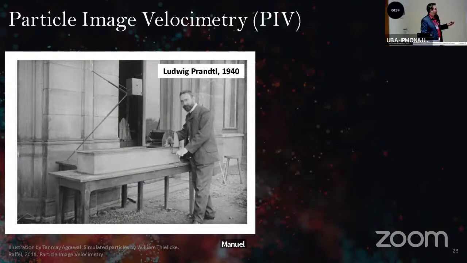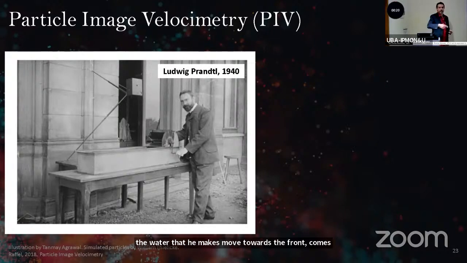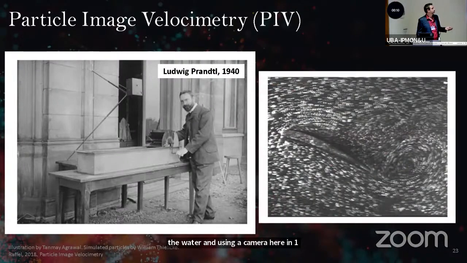So inside of this chamber, there's a horizontal wood piece that is not continuous. So all the water that he makes move towards the front comes down in the bottom and then recirculates on the top. And by doing that, he creates a continuous flow that he knows about. And by adding iron and gold particles to the water and using a camera here in 1940, he was able to acquire images of how the particles would go around something in the shape of a wing, for example, and explain how the turbulence or the flows of water go around different objects. So he could put cylinders or whichever objects he would want to.